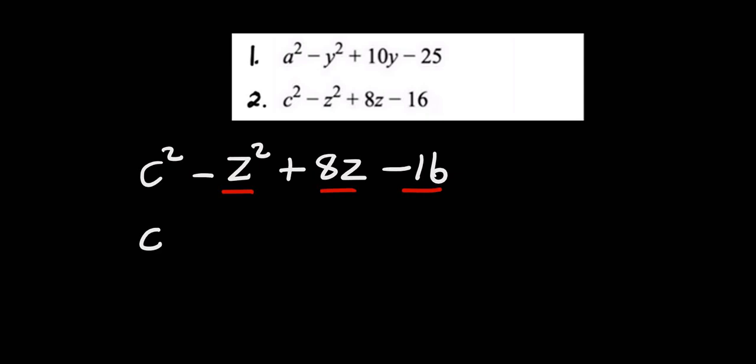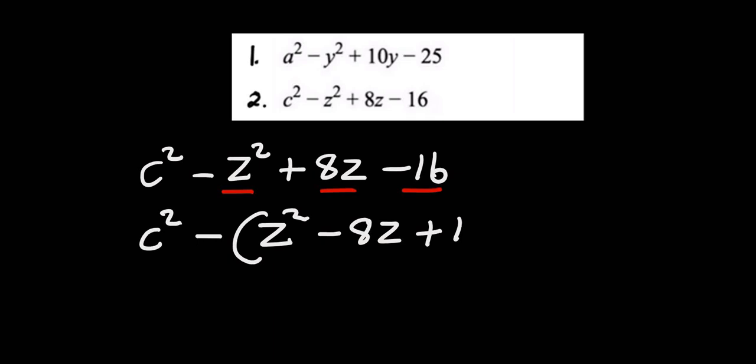So this will become c squared minus open parenthesis z squared. Now plus 8z will be changed to negative 8z. That is because of the parenthesis. And negative 16 will be changed to plus 16. All right.